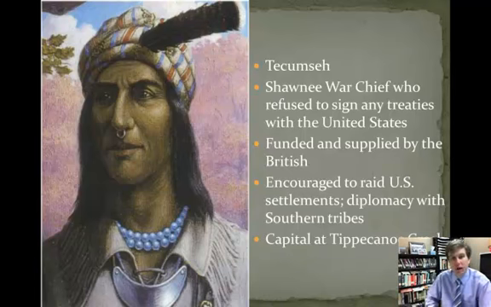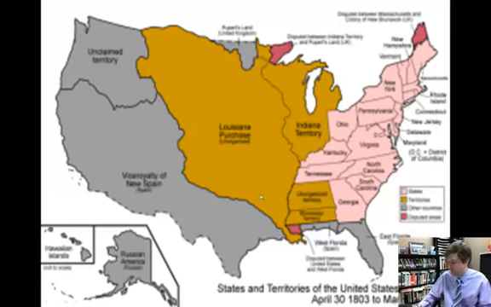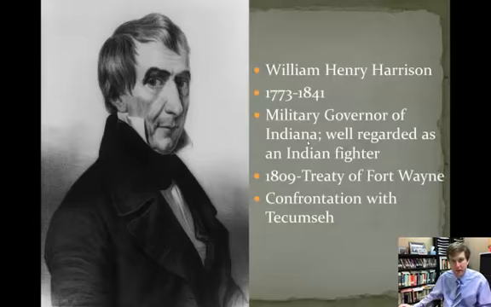So you've got this very powerful war chief, and this guy's a very good diplomat, very able warrior, on the frontier causing all kinds of problems, and the British are supplying him. So the United States has to do something about this. Now, his capital is at a place called Tippecanoe Creek. And we're talking about the Indiana Territory here. Sorry for the blurriness of the map, but we're talking about the Indiana Territory right here.